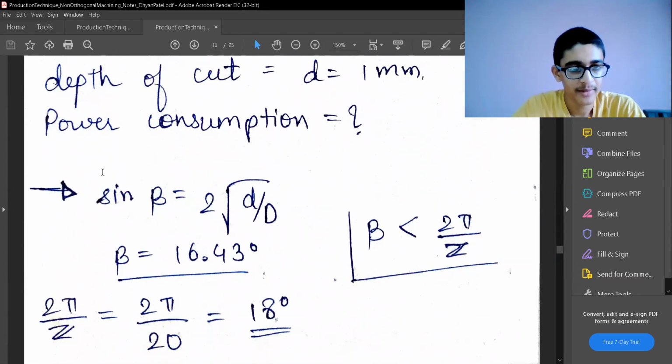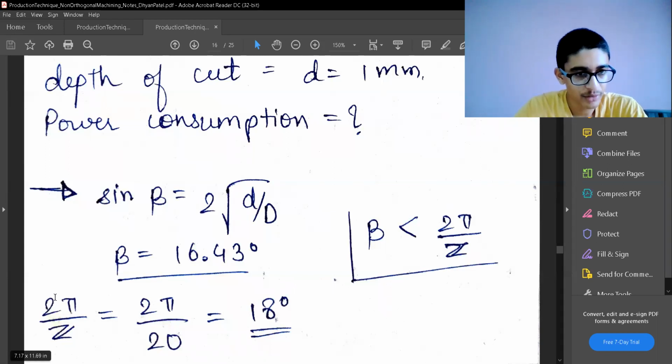So we need to find the beta angle, that was the included angle. This is the formula for the beta angle: sine beta is equal to 2 square root of d by D. This was not mentioned earlier; I'm mentioning it for the first time. So that is, beta is 16.43 degrees.